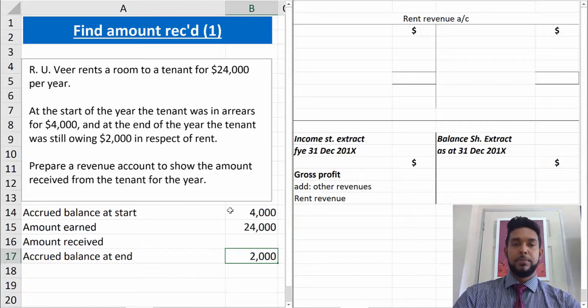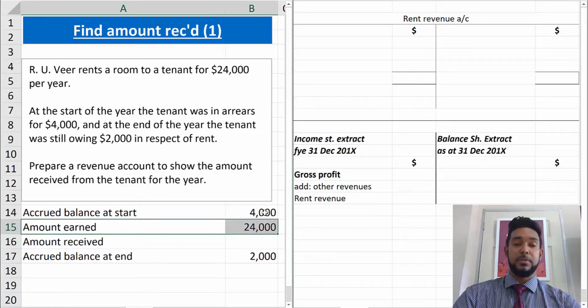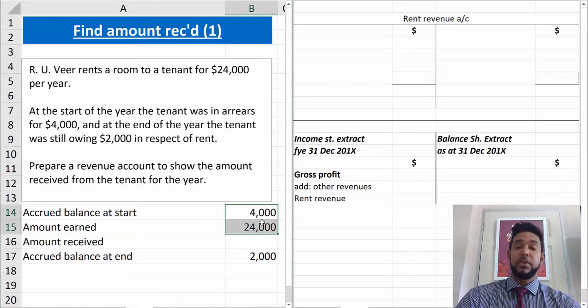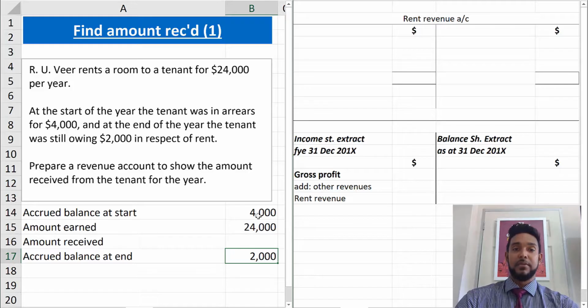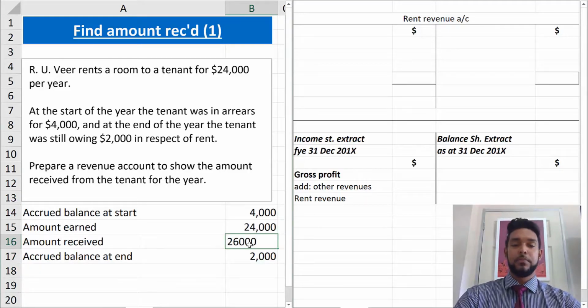Okay, so check it. Analysis time. They owed us $4,000 at start, and they had $24,000 to pay for the current year. That's a total of $28,000. However much they paid, they still owed us $2,000 at the end. So if 28 was supposed to come in and they paid some amount and it was lacking by $2,000, it means that they paid $2,000 less than what was owed, which would be $26,000.